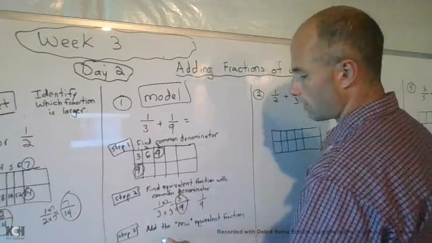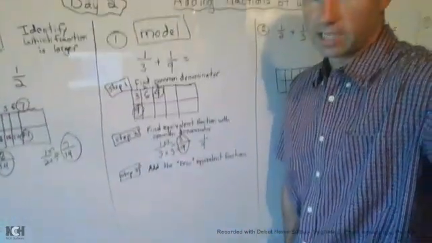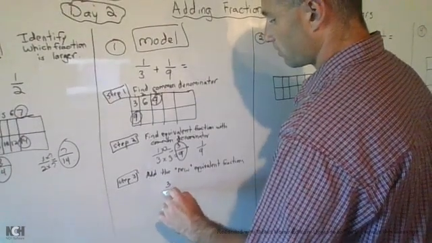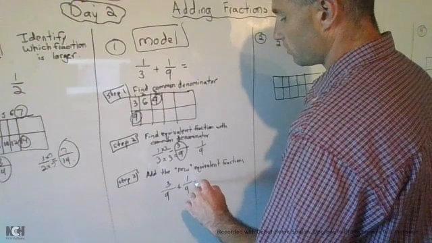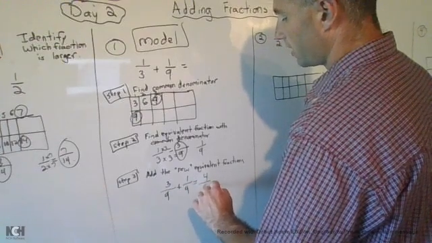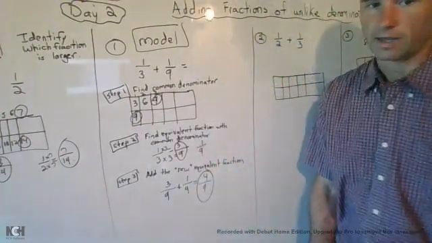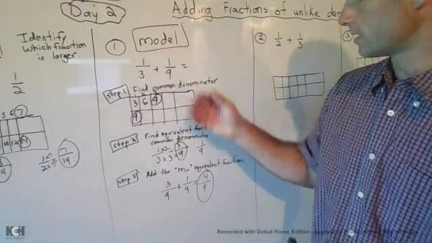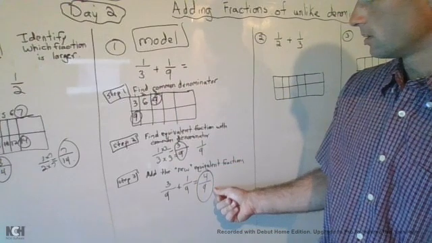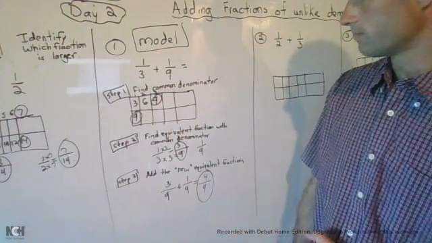Okay. So now I'm going to do my third step, which is add them together. 3/9 plus 1/9 equals 4/9. That is my answer. So 1/3 plus 1/9 equals 4/9.